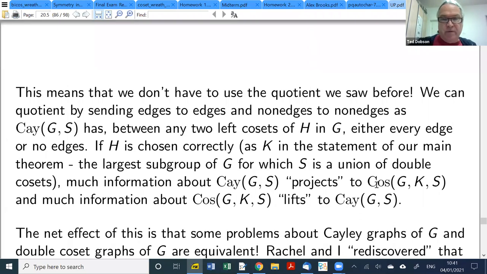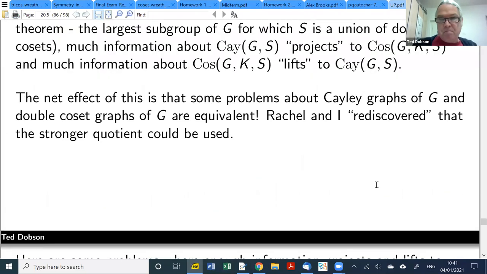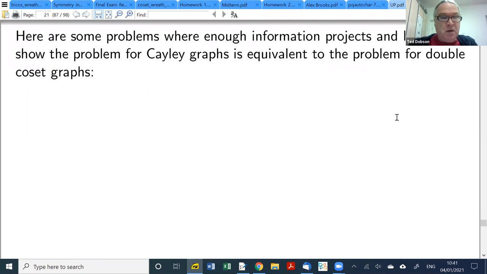So let me give you, I'll end. Rachel and I rediscovered that this stronger quotient could be used. I'm sure Sabidussi knew it, but like I said, he didn't mention it or any of the consequences. So let me give you some problems, and I'll go through these one by one. It's a little more dramatic that way, I guess. So here are some problems where enough information projects and lifts to show that certain problems for Cayley graphs are equivalent to the problem for double coset graphs.